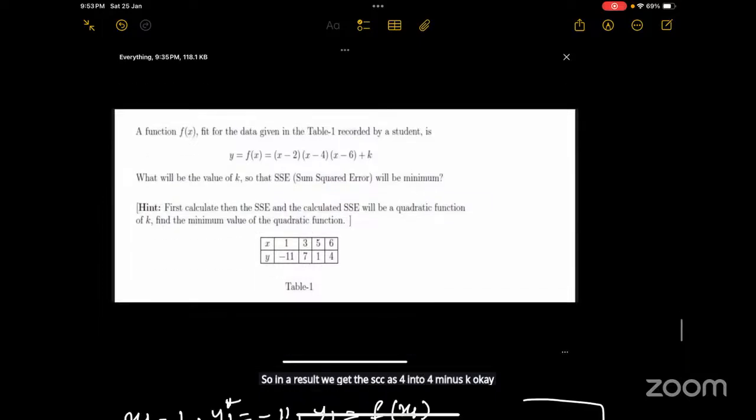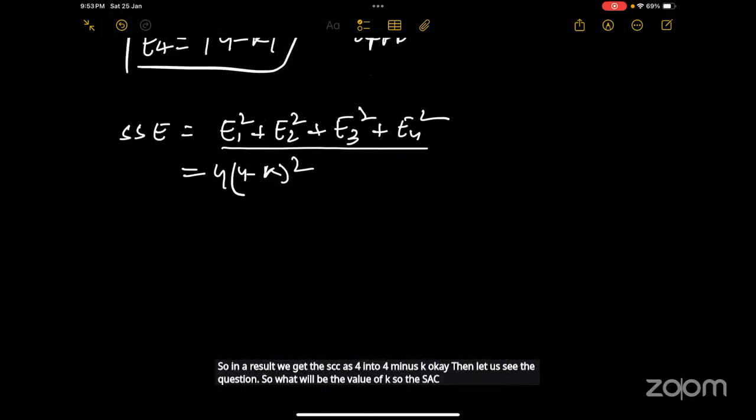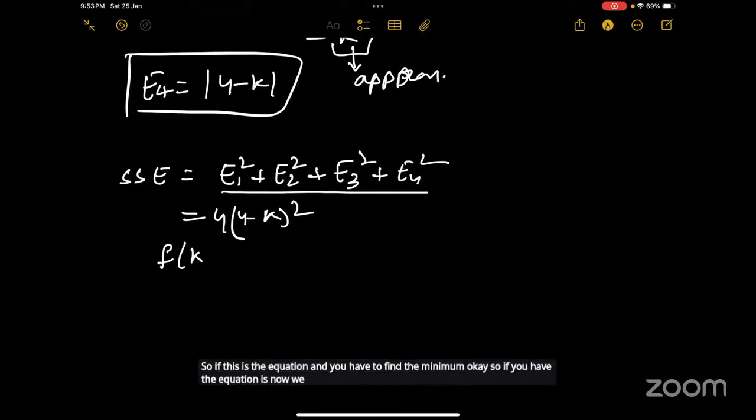Then let us see the question. What will be the value of k so that the SSE is minimum? If this is the equation and you have to find the minimum, then we can consider the equation as f of k equals 4 into (4 minus k) square.